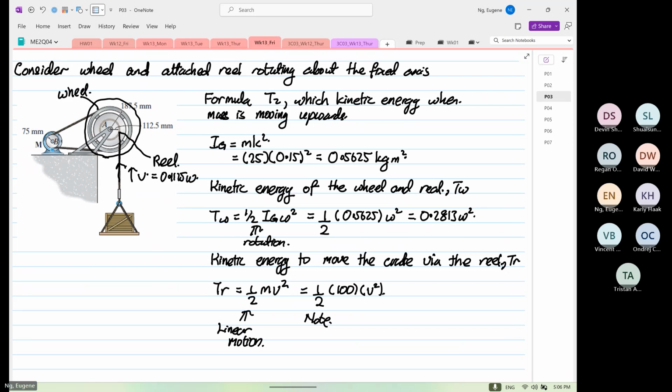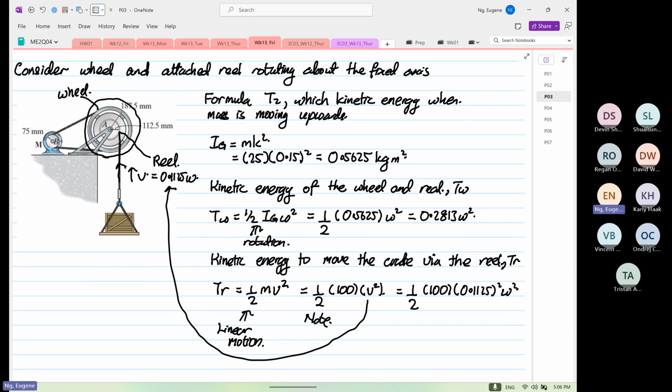So for here, we know that v is equal to 0.1125 omega. So I'm going to point this to here. Right? So this is a relationship that we could get. Multiplied by 0.1125 squared, omega squared. Okay. So 0.5 times 0.5 times 100 by 0.1125 squared is equal to 0.6328 omega squared. Okay.